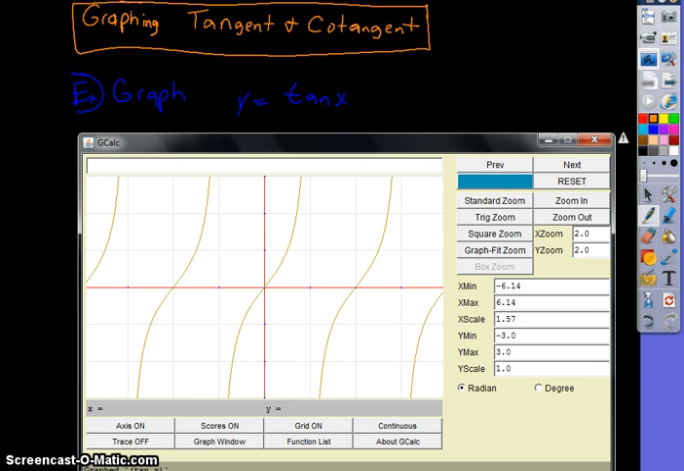And you notice this, I changed my window to be x min of negative 2 pi, x max of positive 2 pi, which is about 6.14. X scale is still 1.57, and the y min and y max be those numbers. So it looks really nice and neat because I can see exactly where my asymptotes occur.